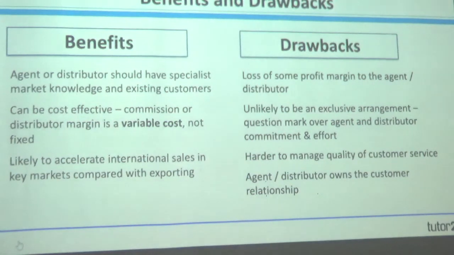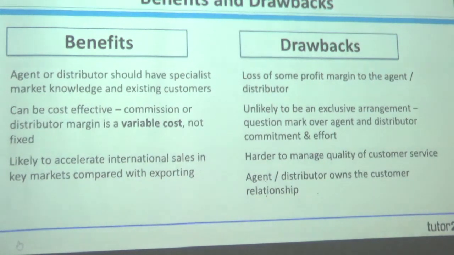Distributors can be a very effective way of growing your sales, in particular in key markets. You've got to be careful, of course, as to which agent and distributor you use to make sure that they're right for you, right for your business. And of course, you lose something of the customer relationship, because ultimately the relationship is with that agent and with the distributor rather than with you.